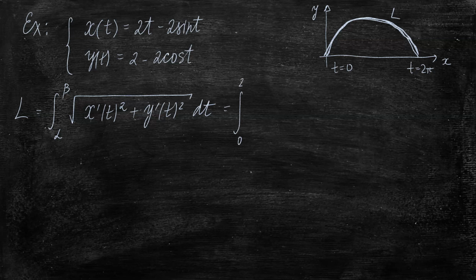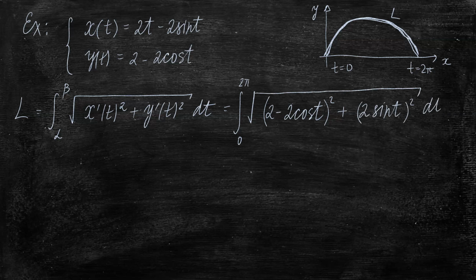Integral from 0 to 2 pi of the square root of the derivative of x, which is 2 minus 2 cosine t, squared, plus the derivative of y, which is 2 sine of t, squared, with respect to t, and we set up an integral. And sometimes in practice we set it up and just run it with some software like Wolfram Alpha or something like that.